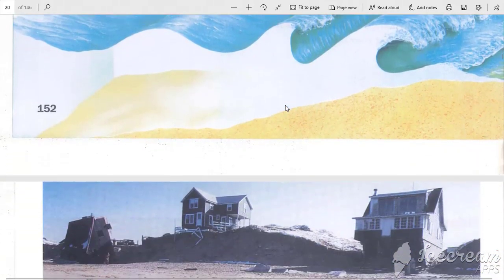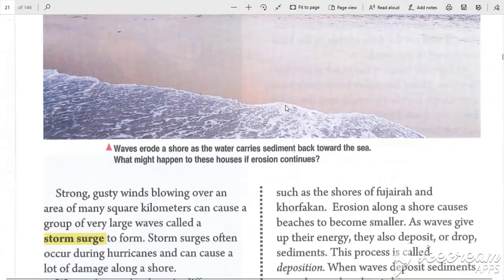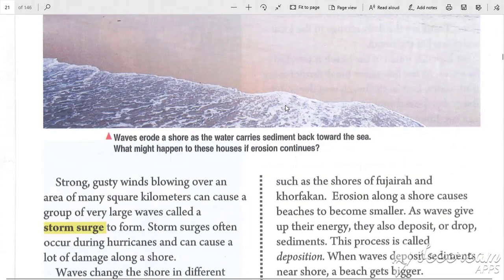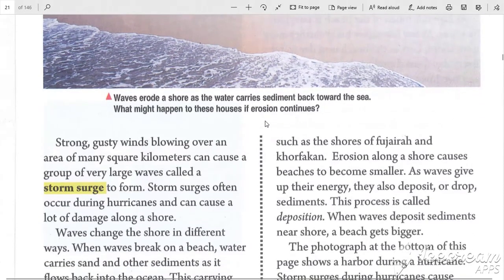Let's go to page 153. Sometimes a strong gusty wind blowing over an area of many square kilometers can cause a group of very large waves called a storm surge. Storm surge.